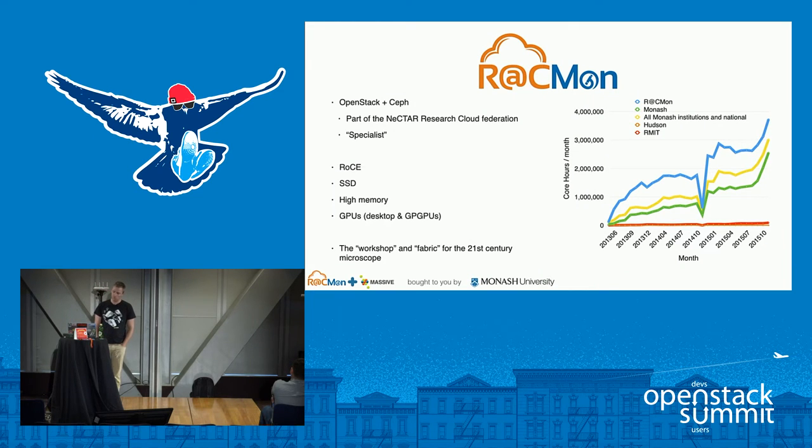Rackmon is a node of the Nectar Research Cloud in Australia. We have a whole bunch of regular commodity infrastructure-as-a-service compute and a big pile of Ceph storage. We also have a bunch of specialist capabilities: SSD, high memory, GPUs, that sort of stuff.